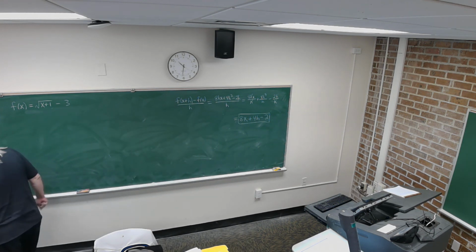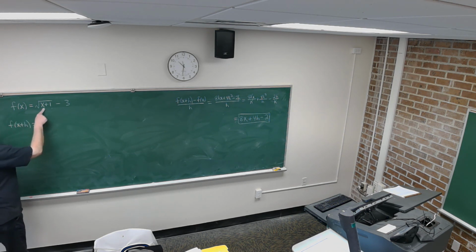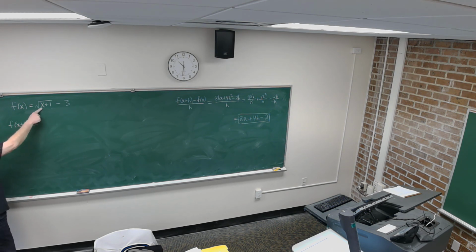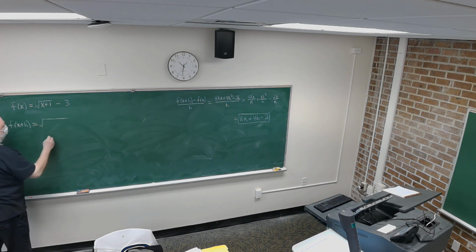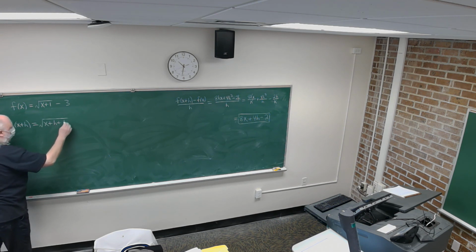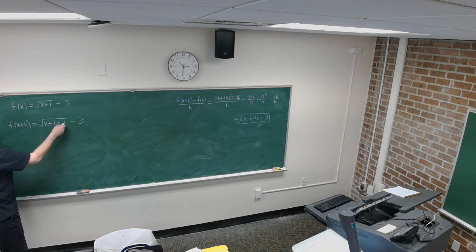So, part A, find f of x plus h. Again, wherever you see an x on the right-hand side of f of x, you replace it with x plus h. So when I replace this x with x plus h, I have the square root of x plus h plus 1, and then minus 3. Remember, the minus 3 does not go under the radical.